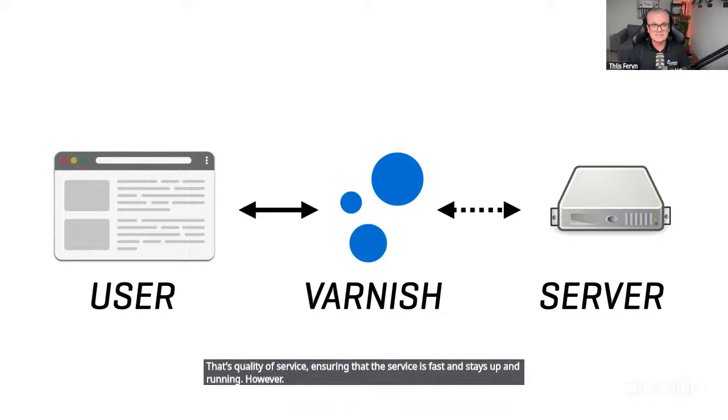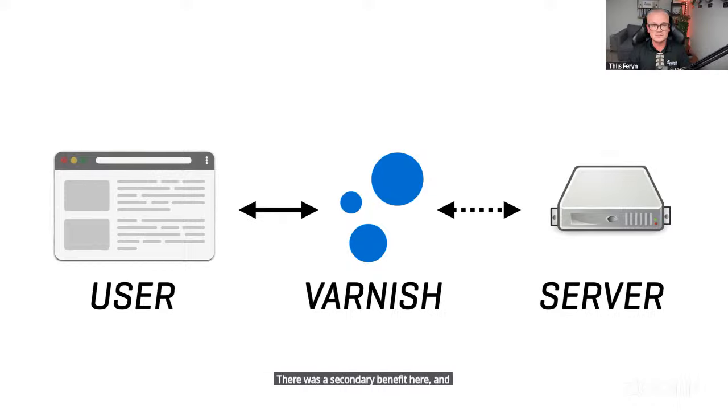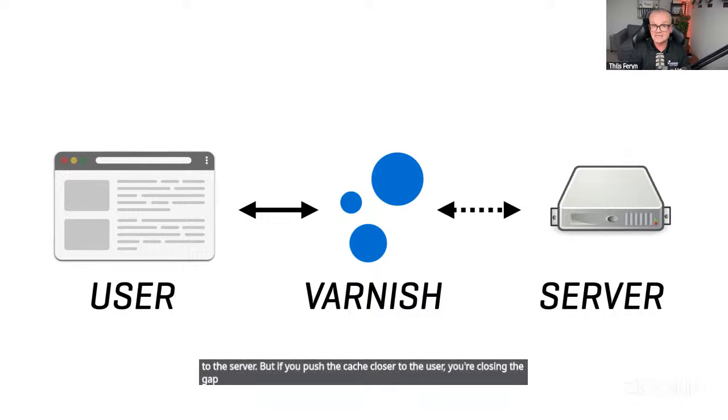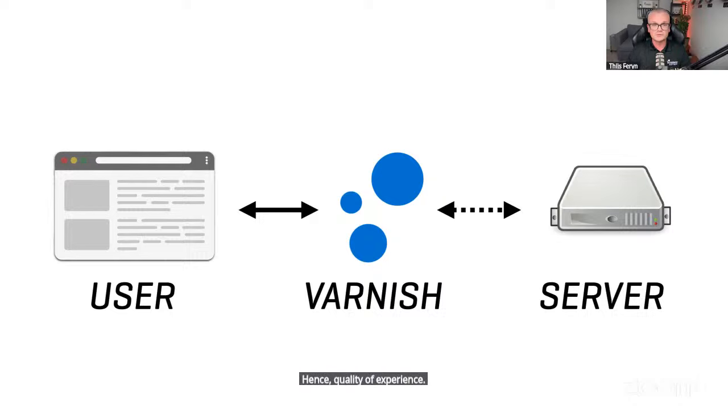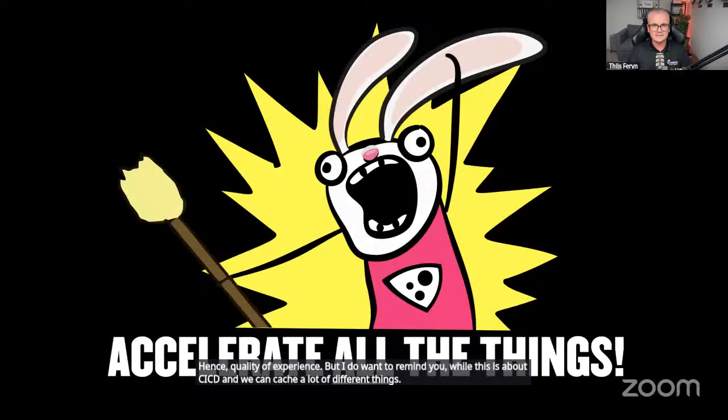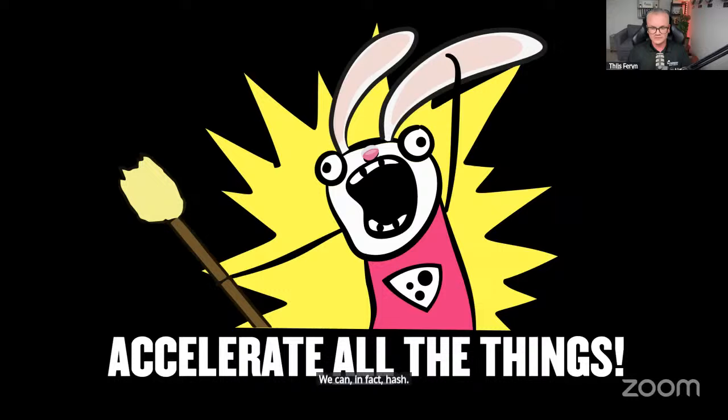However, there is a secondary benefit here, and that's quality of experience. In most of the examples, the cache is pretty close to the server. But if you push the cache closer to the user, you're closing the gap and reducing potential network latency, hence quality of experience. But I do want to remind you, while this is about CI/CD and we can cache a lot of different things, we can in fact cache all the things. If there's one major takeaway, we can cache all the things. And that comes with the good and the bad.